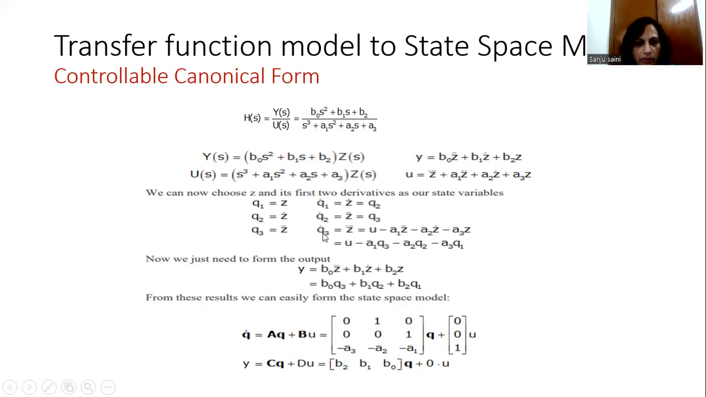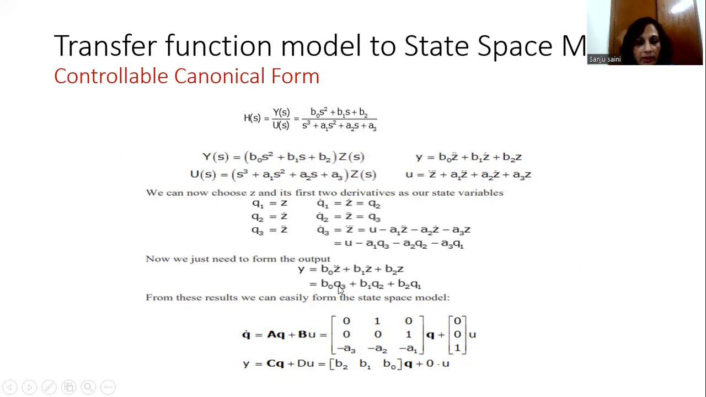So q1 dot, q2 dot, q3 dot constitute q dot. q1 dot is equal to q2, where q is q1, q2, q3, so here we will get a 1. Similarly, q2 dot is equal to q3, so here we will get a 1. Then q3 dot is equal to u minus a3 into q1 minus a2 into q2 minus a1 into q3. Thus we have derived the values for the A matrix and the B matrix.